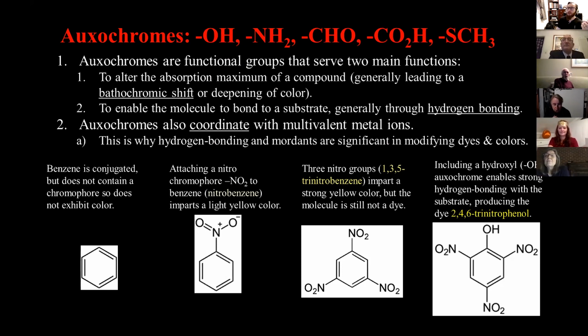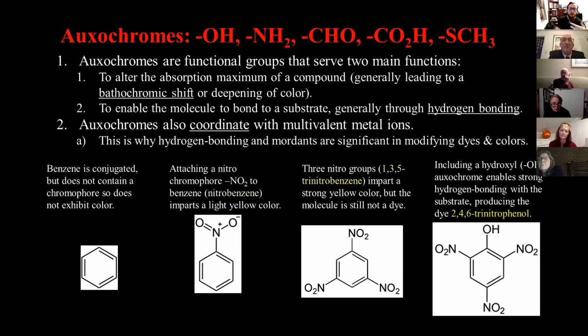SCH3, it's the sulfur equivalent of an ether. I always forget if it's a sulfide or not. But anyways, all of those are auxochromes. So they enable bonding to the substrate, and that's generally through hydrogen bonding. They also bond with metal ions, so are called coordinate bonds or dative bonds. And that's going to be important later when we look at mordants.